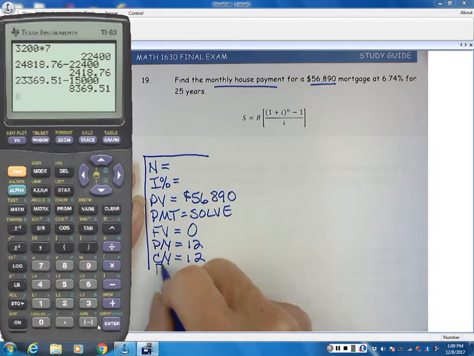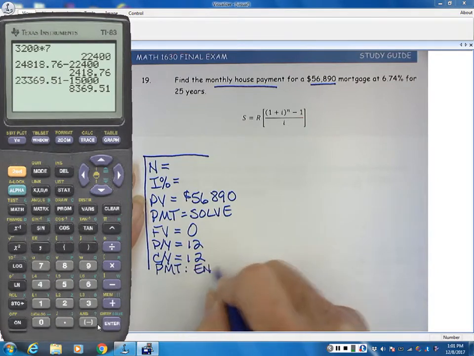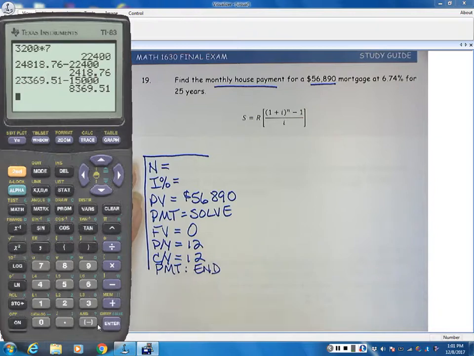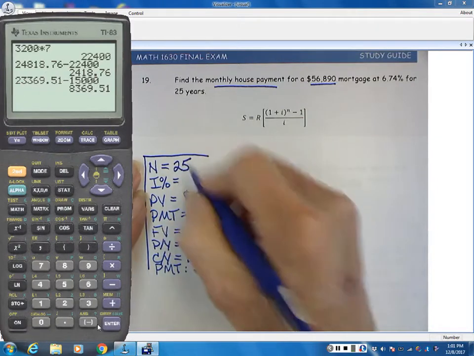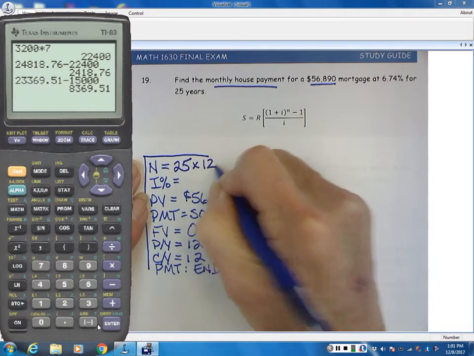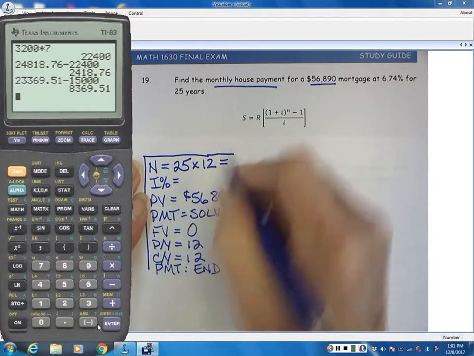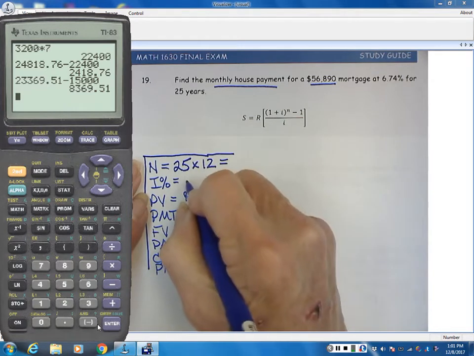And we're going to make the payments, when you're making house payments or mortgage payments or whatever else it is, those payments are always made at the end of each period. So N is going to be 25 years times 12 payments a year. And the interest rate is 6.74.